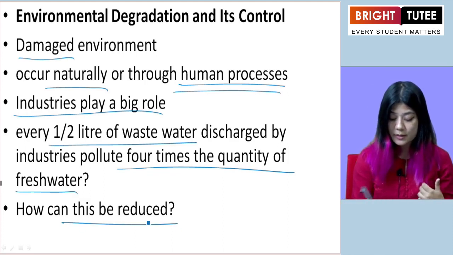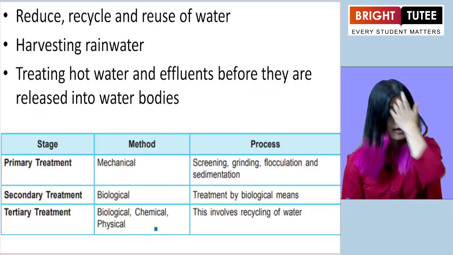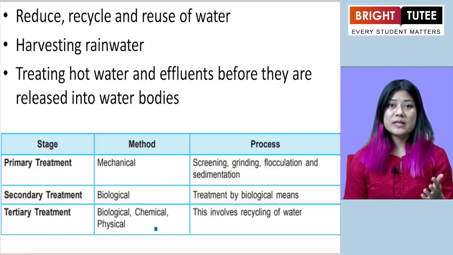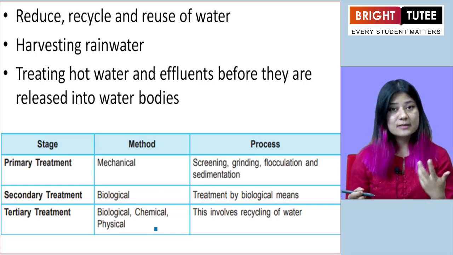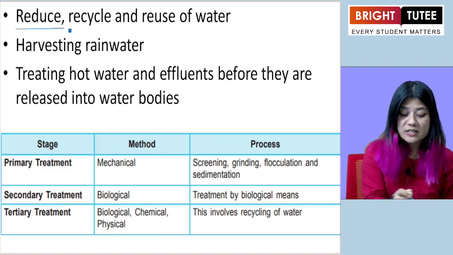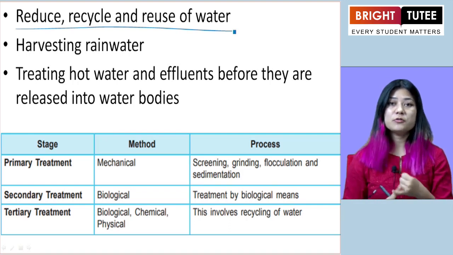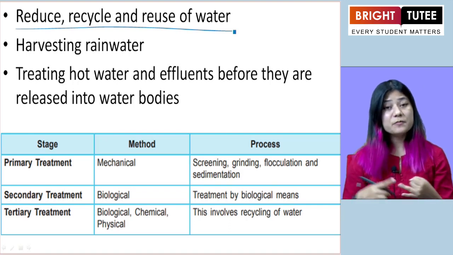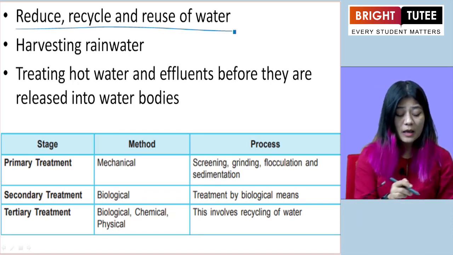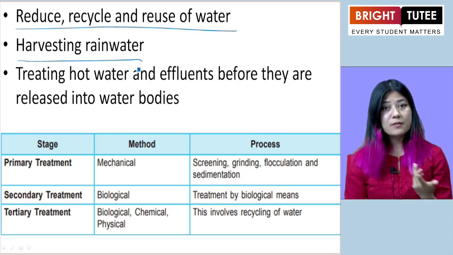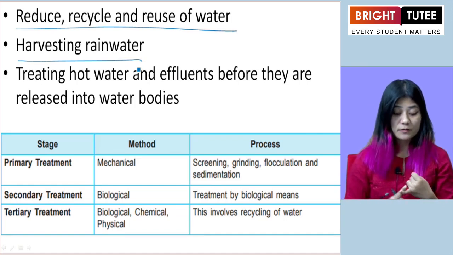So how can this pollution, this damage be reduced? How can we reduce the damage? Let's see. We can damage the environment less by taking certain steps, and the first one is recycling the water. We make sure that we do not use an unnecessary amount of water, and that the water is reused, recycled. Another process is called rainwater harvesting. By harvesting the rainwater, collecting it, we also protect the earth from damage.